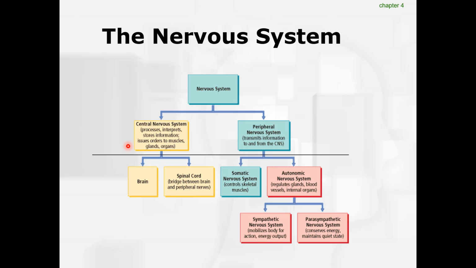And the central nervous system is going to process information, interpret information, and store information, and then it takes all of that and it issues orders to our muscles, our glands, and our internal organs.